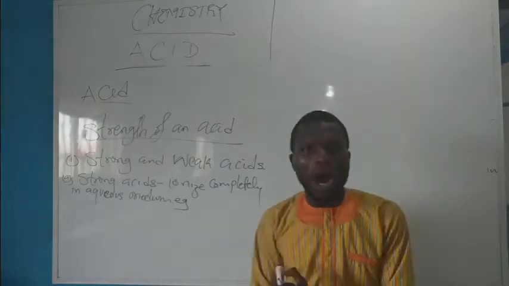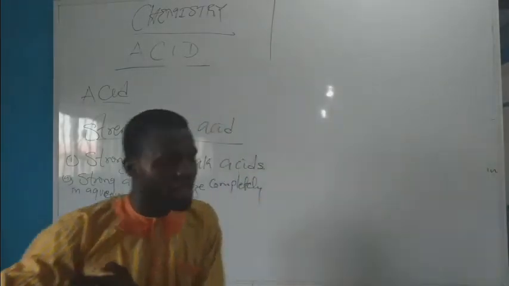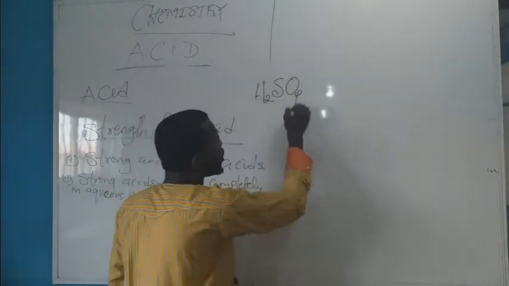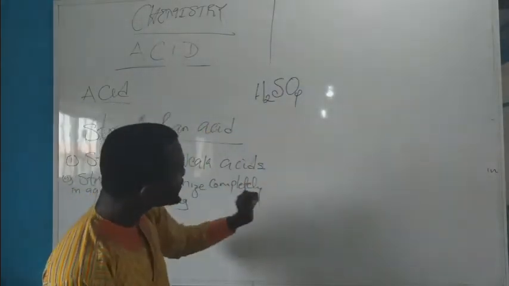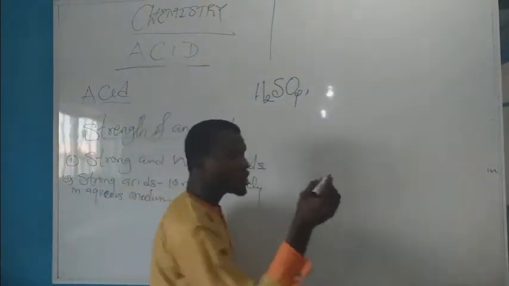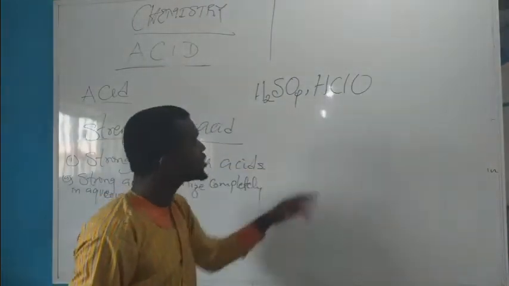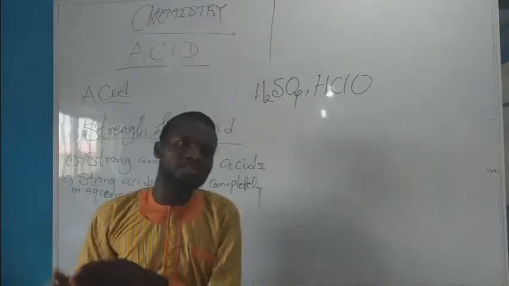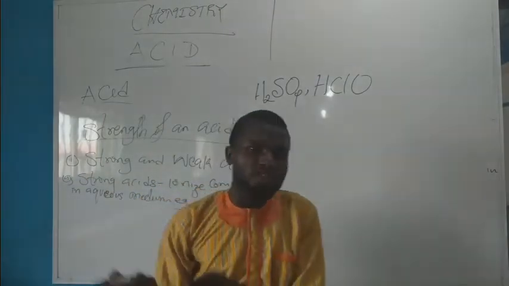An oxo acid is one that incorporates an oxygen atom attached to a hydrogen atom. For instance, this is an oxo acid, H2SO4. Then we have other examples such as oxochlorate(I) acid, HClO, which is an oxo acid because it incorporates an oxygen atom.